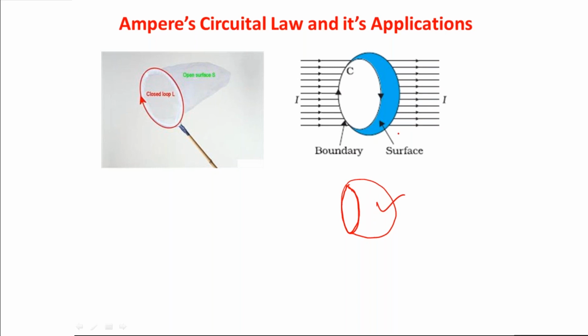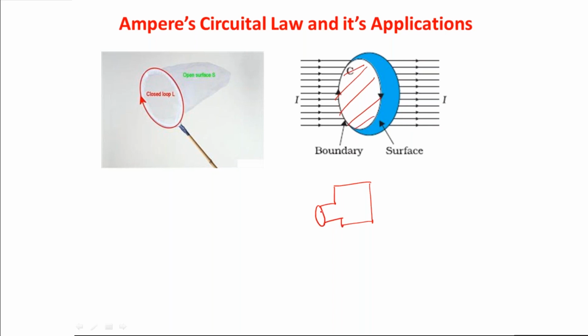So we'll be considering such things in this Ampere circuital law. In fact, I'll just show you another. This is from your book. Look, this is the surface, open surface, and this is the boundary to it. Some kind of pot, right? And to apply Ampere circuital law, the current has to pass through the boundary.